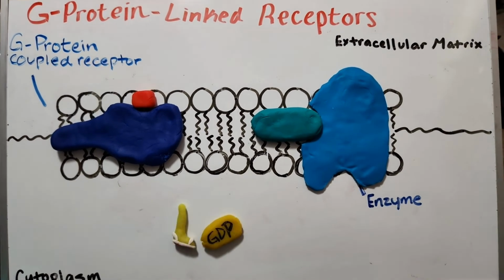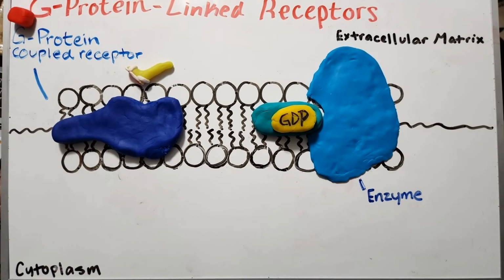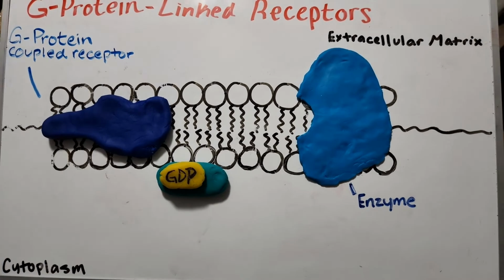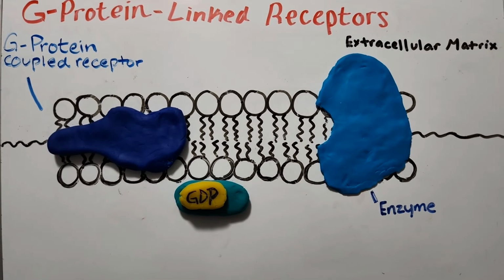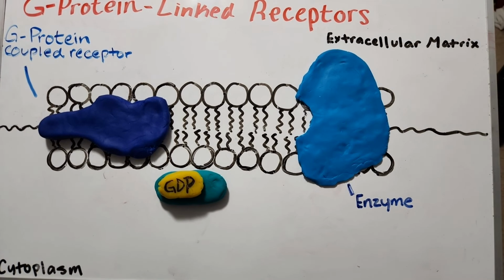GTP is then hydrolyzed back into GDP from the G-protein, causing the signaling molecule to detach from the receptor, releasing a phosphate. Then the G-protein and receptor are turned back into inactive. This changes the enzyme, and the G-protein leaves the enzyme, causing the pathway to recycle.